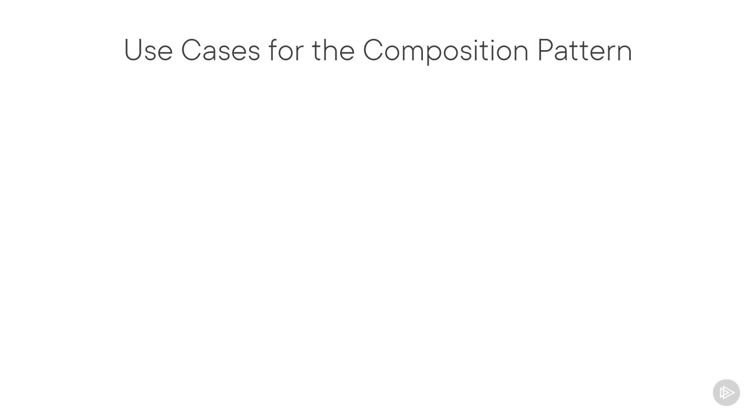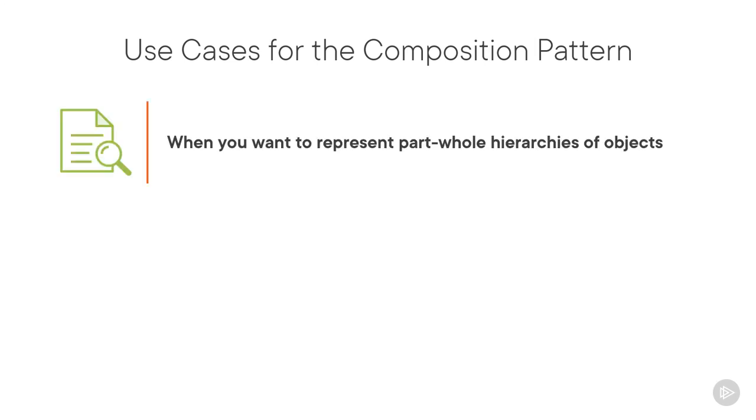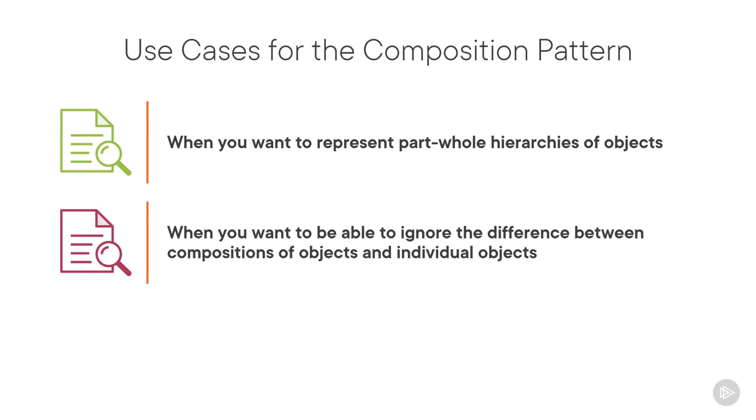This pattern can be useful when you want to represent part-whole hierarchies of objects. In other words, when you want to represent a tree-like object structure. It's also something worth considering when you want clients to be able to ignore the difference between compositions of objects and individual objects. As we've noticed in the example, as far as the client is concerned, it doesn't matter if the operation, getSize in our example, is called on a leaf or a composite.